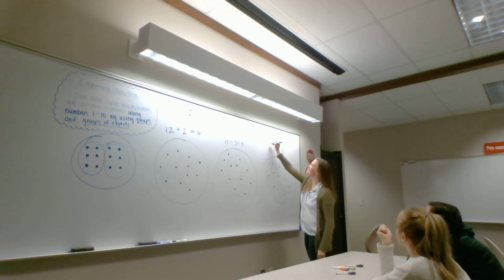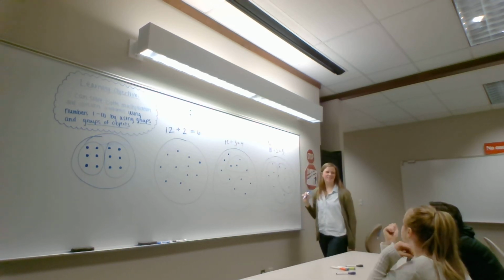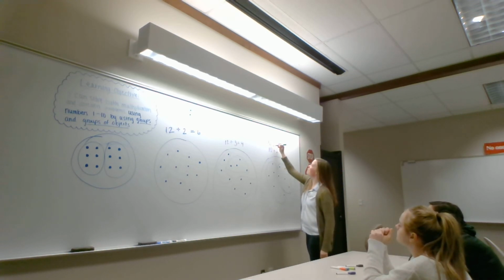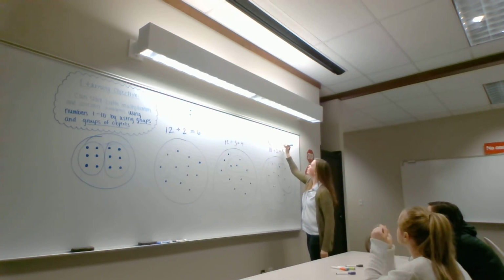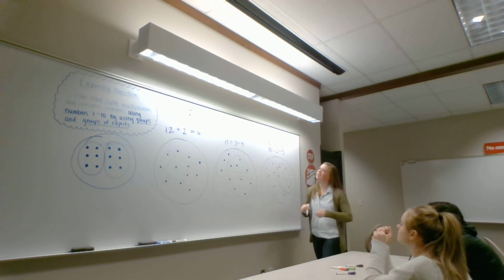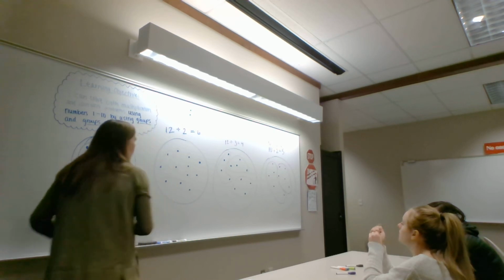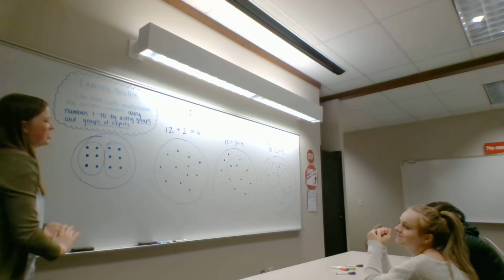Well, how about we start with the whole group again? 10 divided by 5 equals 2. Very good. Okay, guys. So, this is called the commutative problem. Oh, wow. You're so good.